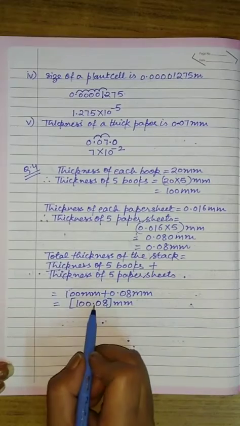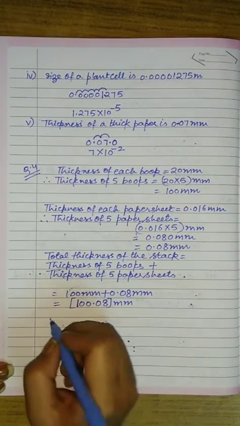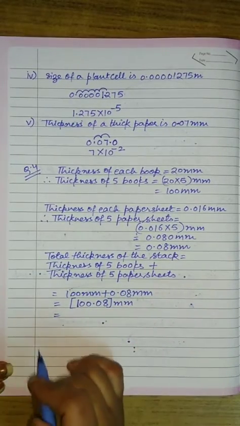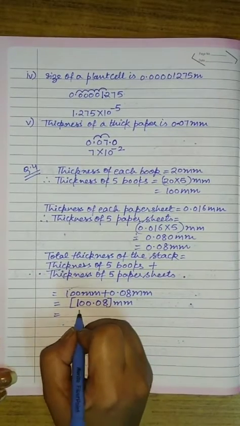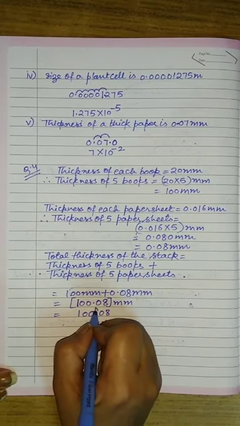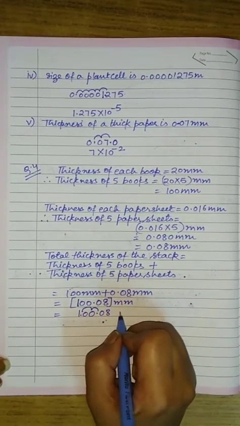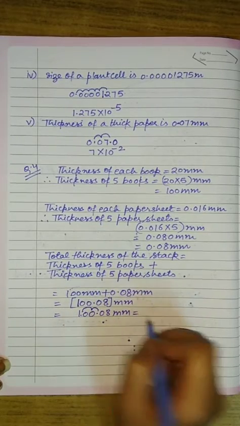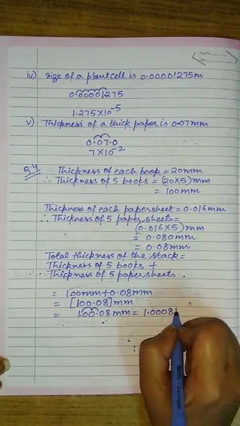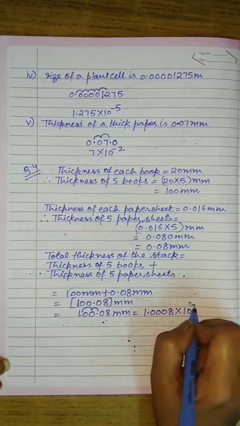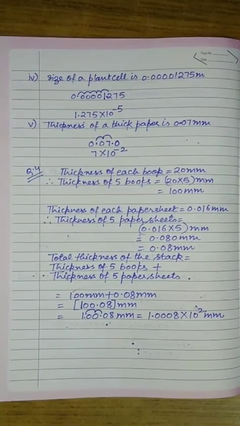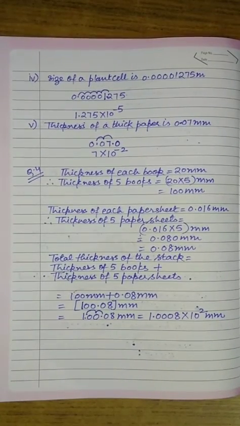Now we will write the answer in standard form. So I have to shift the decimal after 1. How many places will it be shifted? 2 places, and from right side to left side. So the power will become positive. So I will shift the decimal from right to left. So it will become 1.0008 into 10 to the power 2 millimeter. With this question, our exercise 12.2 is completed.